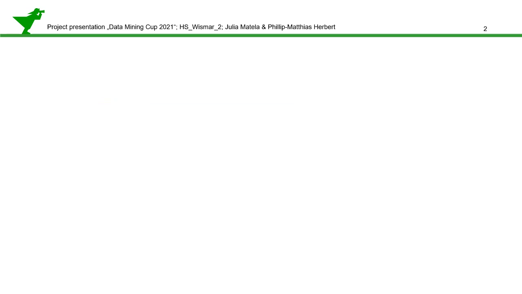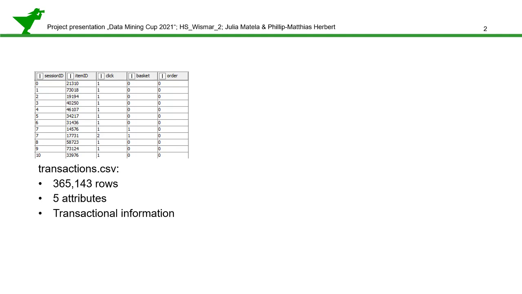Let's start. First off, we have three different datasets that all provide different kinds of information. At first, we have the transactions table. As the name suggests, it is about the transactional information. How many clicks were counted in the session, how often was a product bought, or which session is meant after all. All this information is described here.